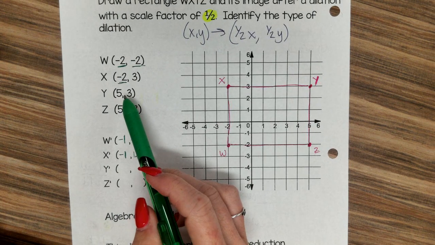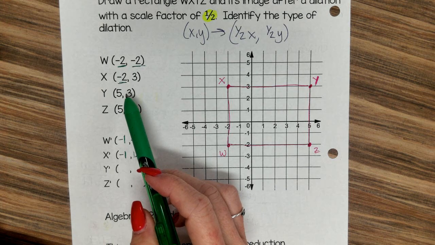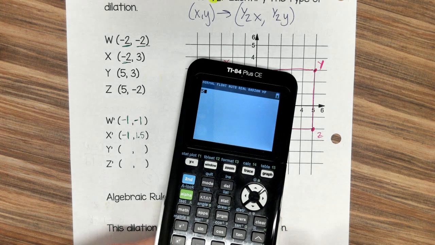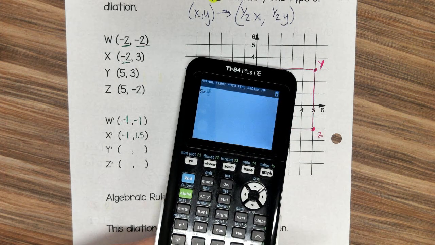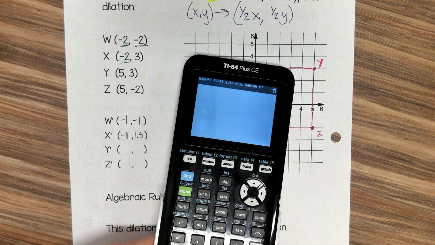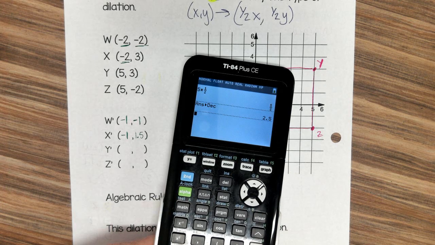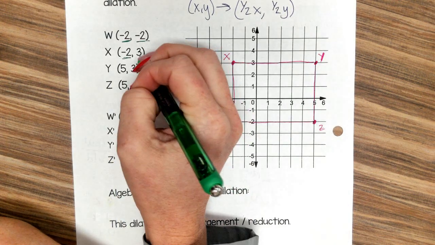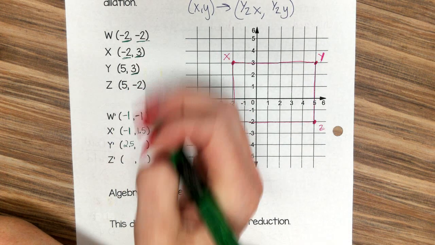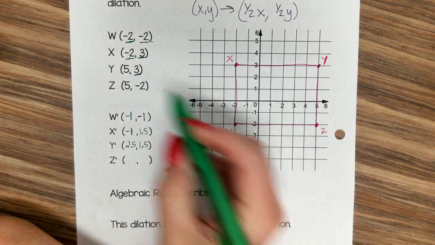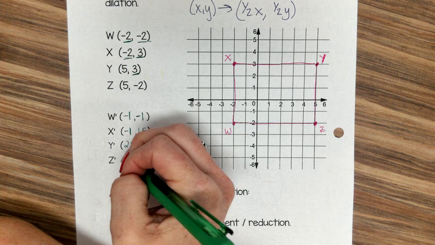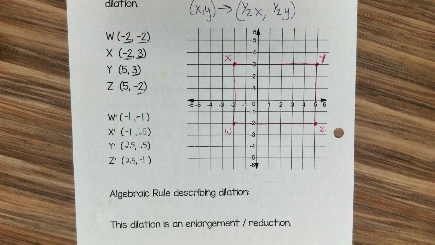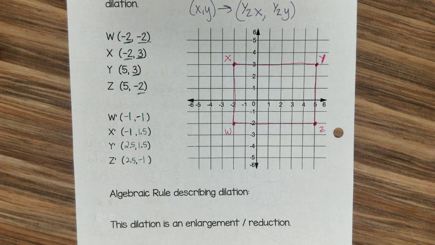Okay, what's 5 times 1/2? What's half of 5? 2.5. So if you look, 5 times 1/2 is, math, decimal, enter, 2.5. And we already did 3. Everybody get that this 3 is going to be the same as this 3, so 1.5. This 5 is going to be the same, so 2.5. And this is going to be the same, so -1. Now all we need to do is graph it.